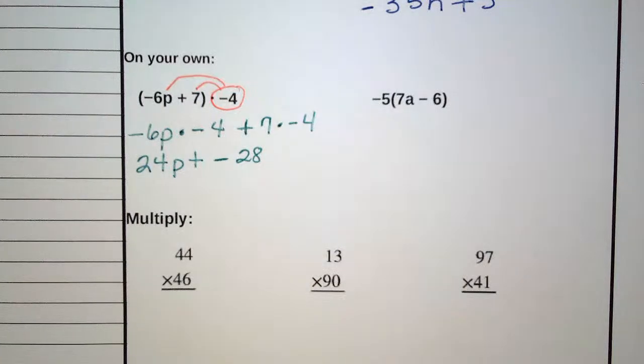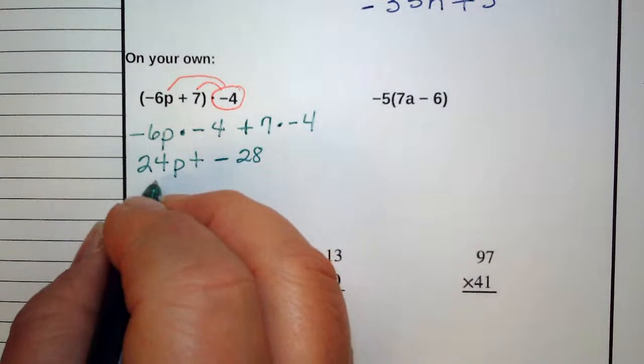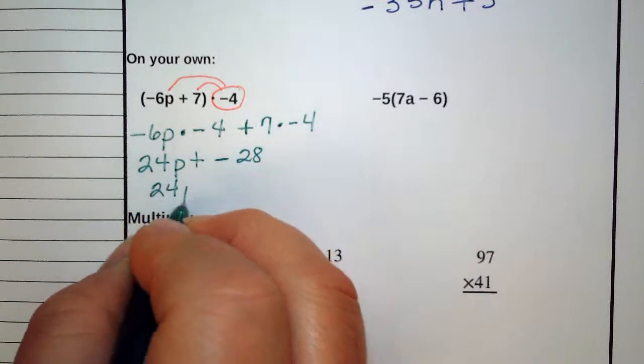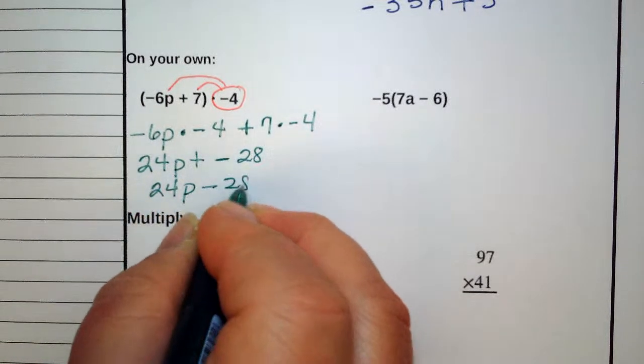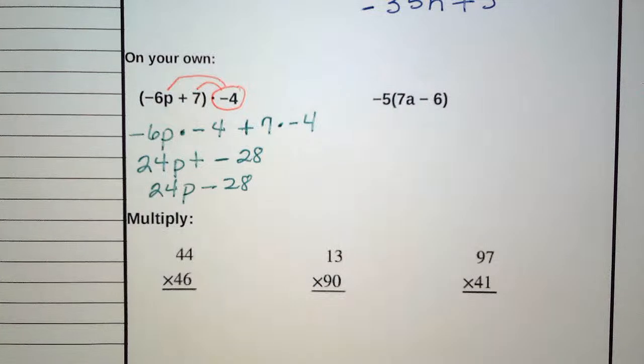That is perfectly acceptable, but most of the time we do not put plus and negative. It's more commonly written 24p minus 28. Hopefully that's the answer you got.